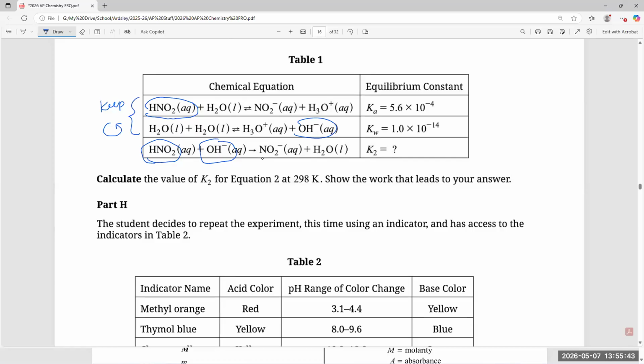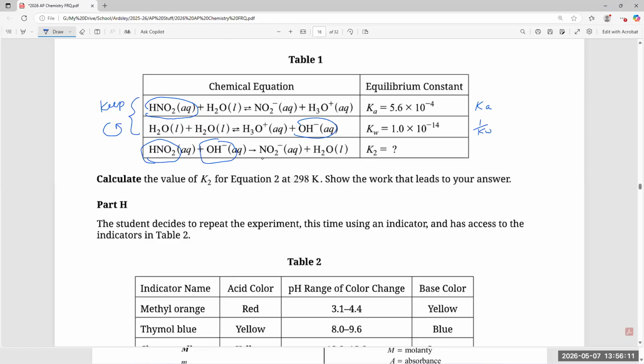All right, so what do we remember? Since we're keeping it the same, Ka is still Ka. But what's happening to Kw? When you flip the equation, the reverse equation has an equilibrium constant of 1 over Kw, right? Now, the first equation added to the inverse of the second equation is going to give you our K2.